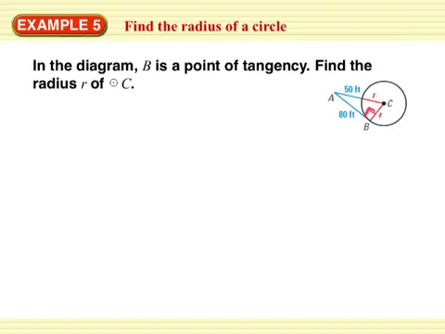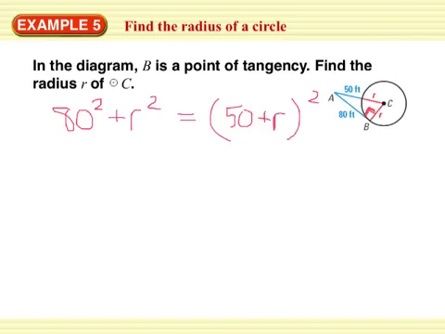I have a squared plus b squared equals c squared. Okay, we're going to have to reach back to some Algebra 1 skills for this problem, but 80 squared is easy. 6,400 plus r squared. Okay, this is foiling. You guys remember how to FOIL?